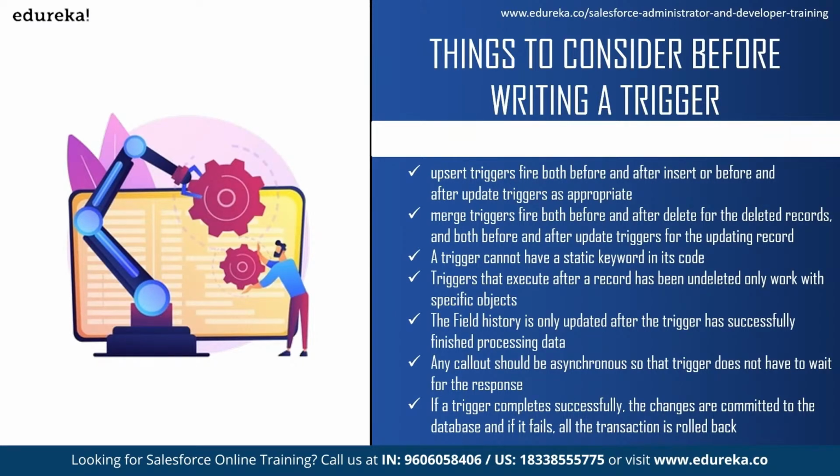Also, any callout should be asynchronous so that triggers do not have to wait for the response. And the last point is, if a trigger completes successfully, the changes are committed to the database. And if it fails, all the transaction is rolled back, which means it becomes the same as it was before. So these were some of the things you need to consider before writing a trigger in Apex.